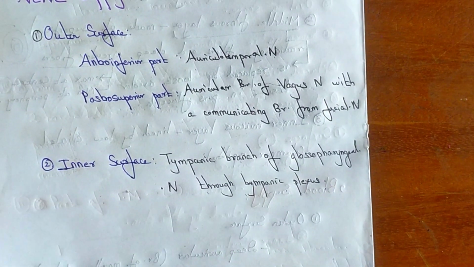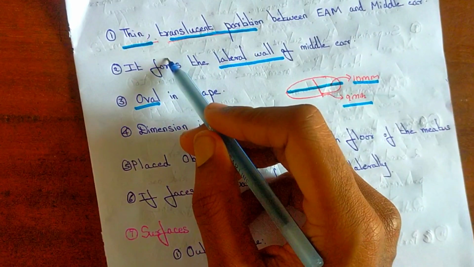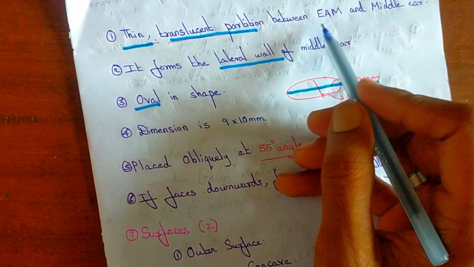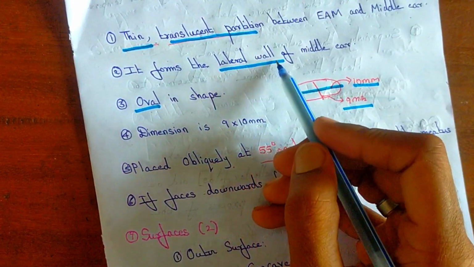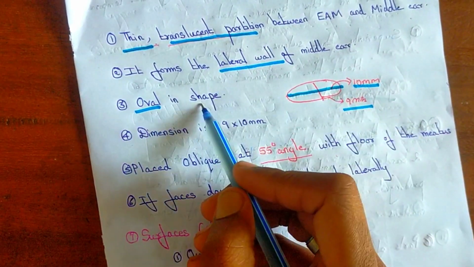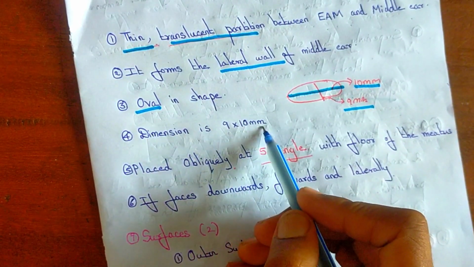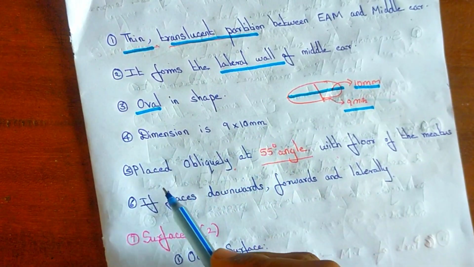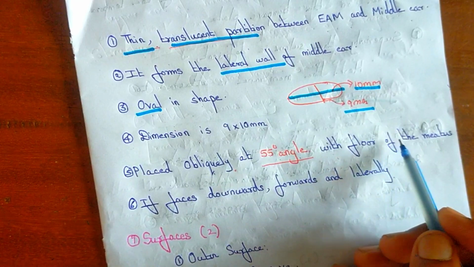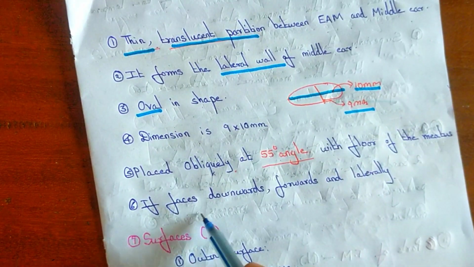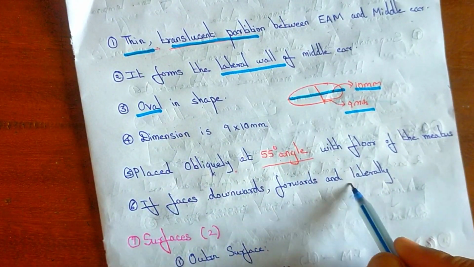Let me revise once again. The tympanic membrane is thin and translucent, between the external acoustic meatus and the middle ear. It forms the lateral wall of the middle ear. Oval in shape, dimension is 9 into 10 millimeter, placed obliquely at a 55-degree angle with the floor of the meatus. It faces downwards, forwards and laterally.